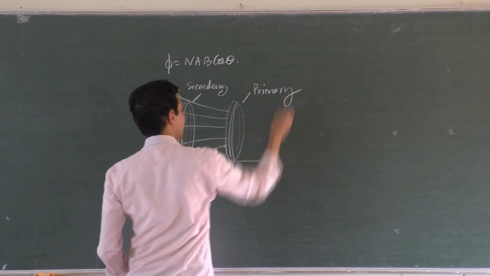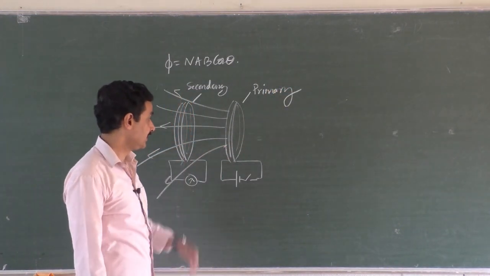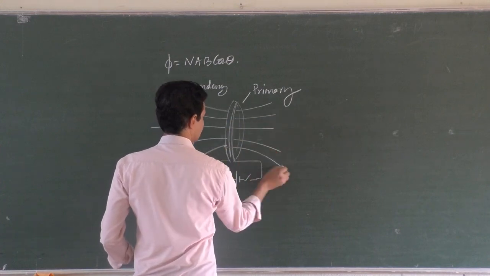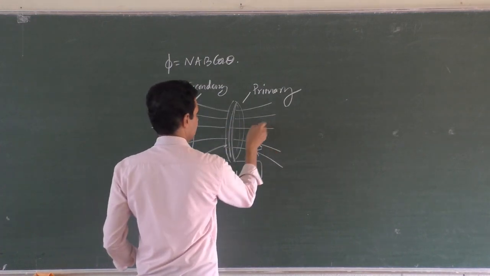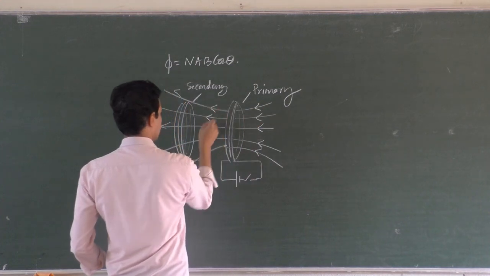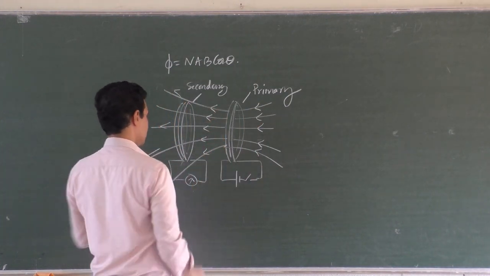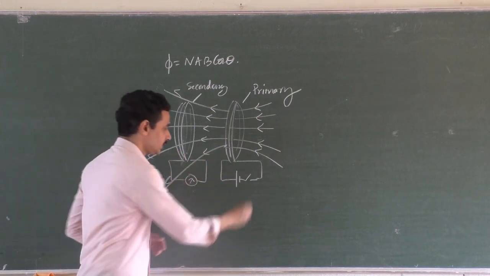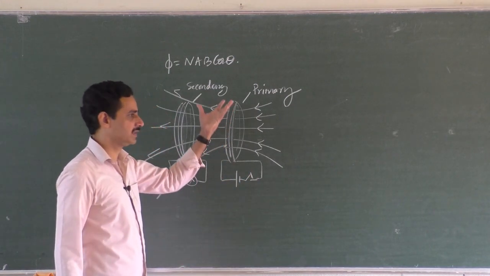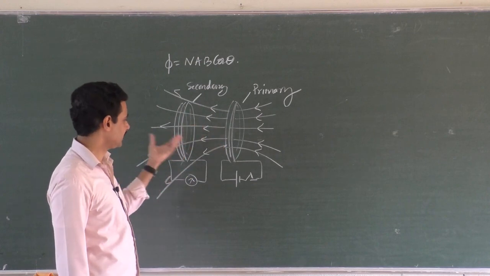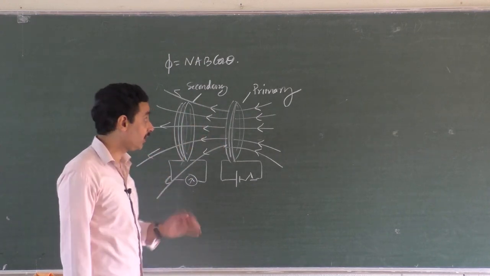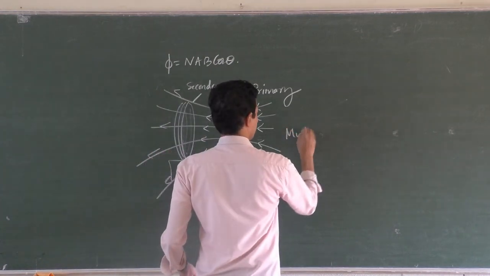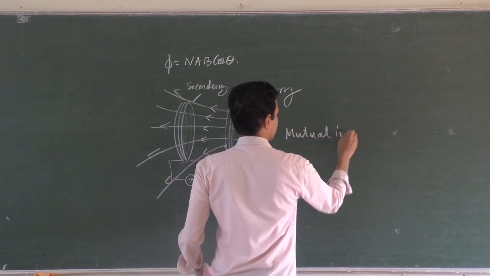So when there is a change in the magnetic field produced by the primary coil, that induces an EMF in the secondary coil. Of course, the secondary coil must be placed very close to the primary coil. So you switch it on and switch it off. As you do, the magnetic flux increases and decreases, and that induces an EMF in the secondary. I call this process mutual induction.